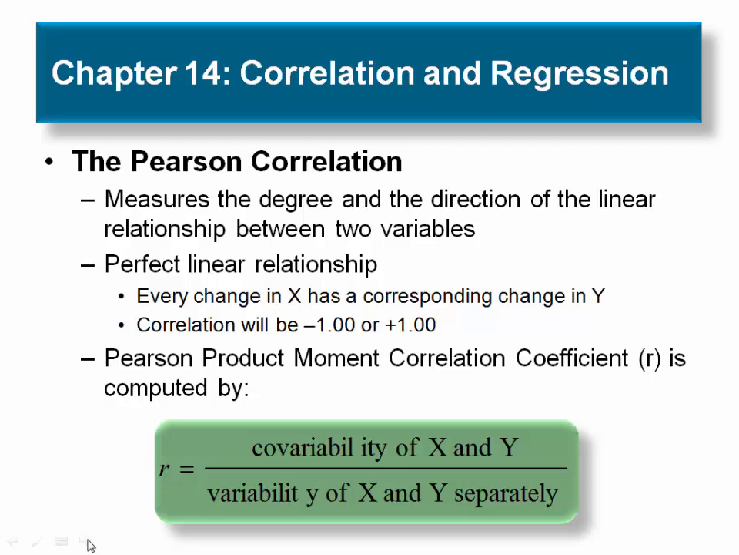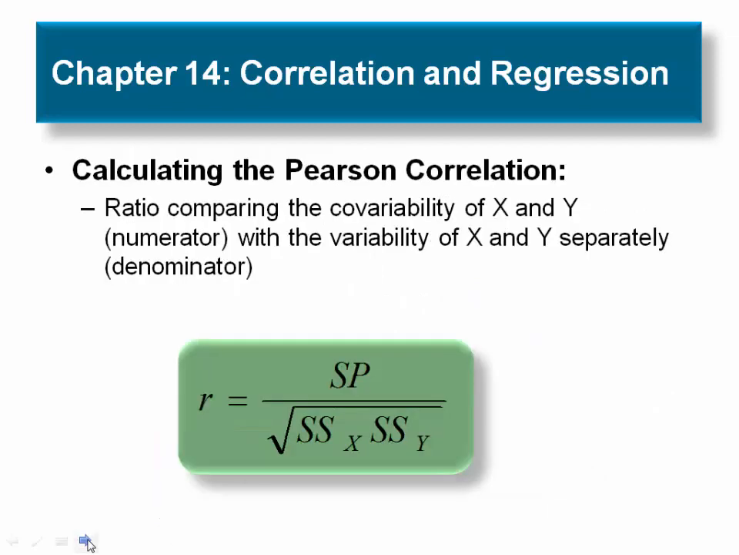Covariability means that when there is a perfect linear relationship, every change in the X variable is accompanied by a corresponding change in the Y variable.